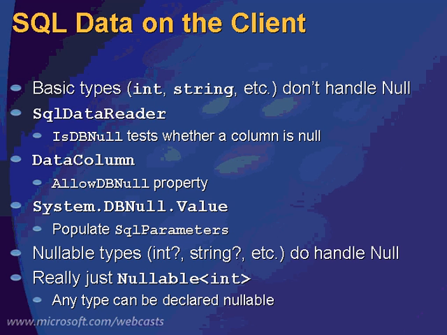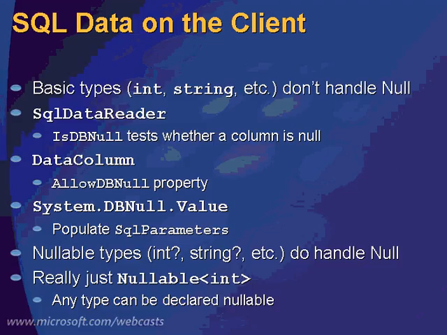So let's move ahead and let's talk a little bit about bringing SQL data down to the client and how you would store that. Specifically, a lot of this is related to the null value. So the basic data types, and my examples are all C#, the basic data types don't handle null. The VB data types don't handle null either, as far as I know.